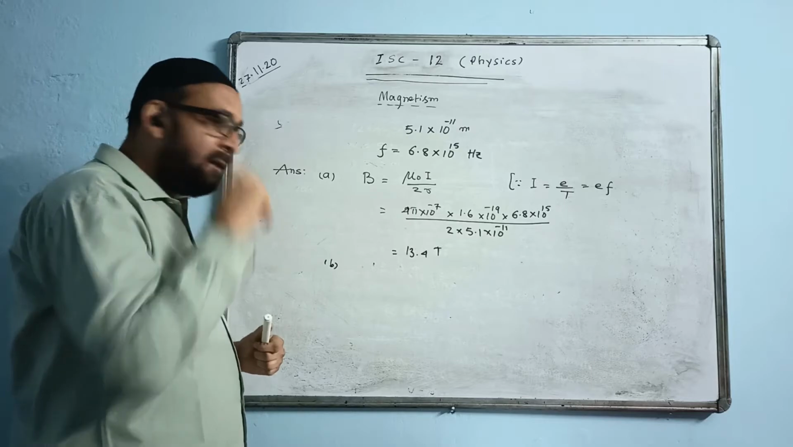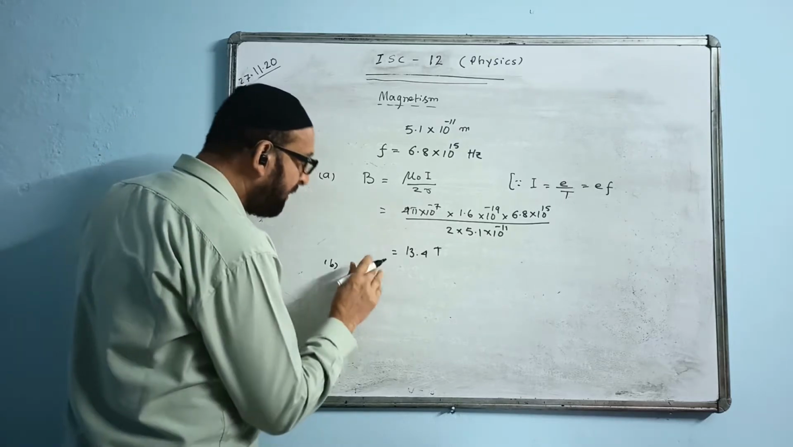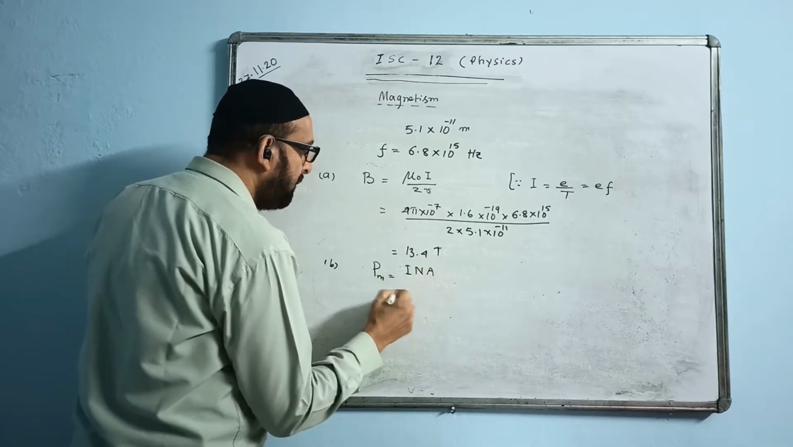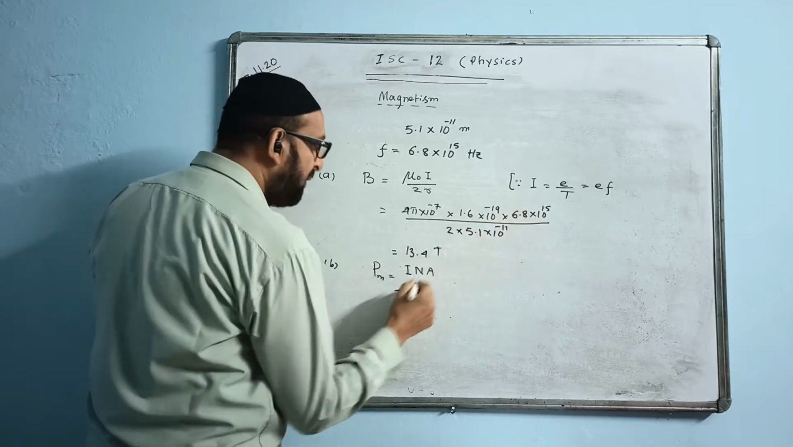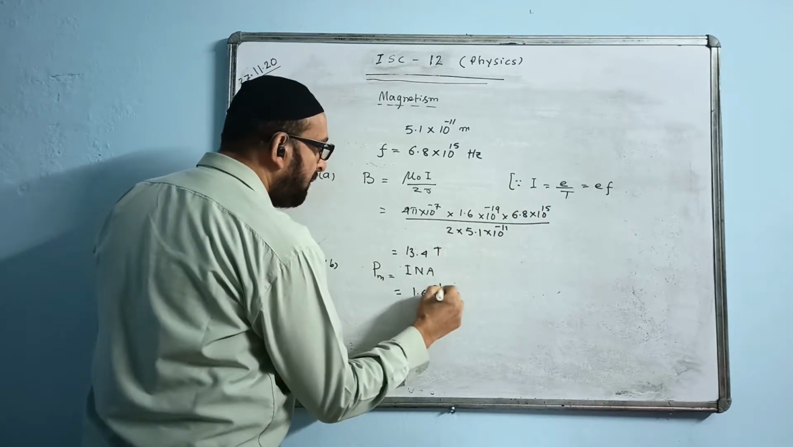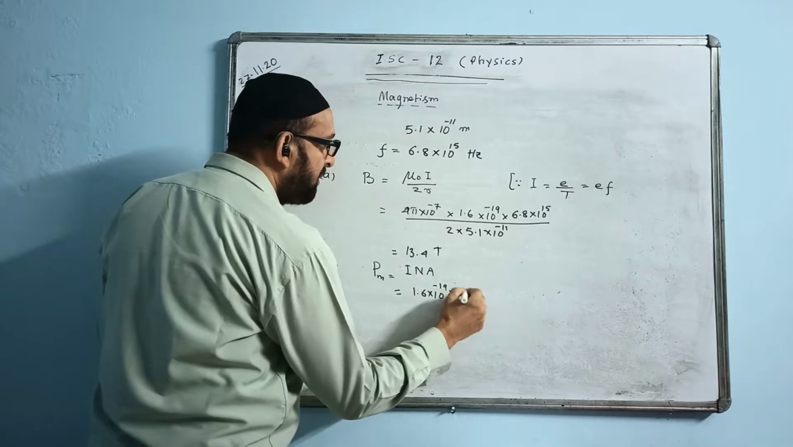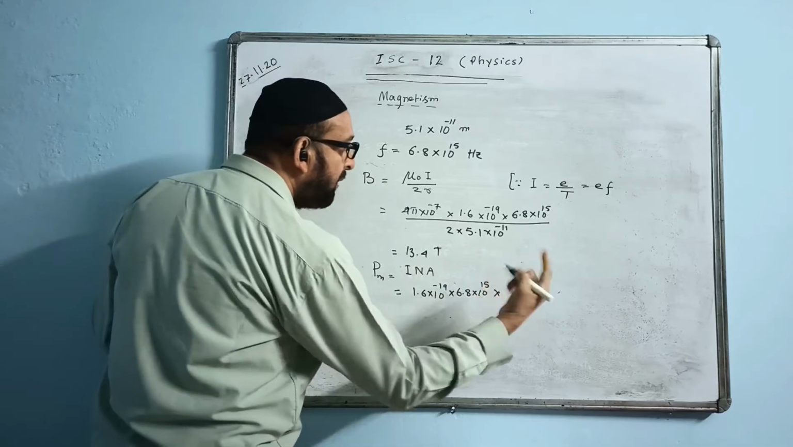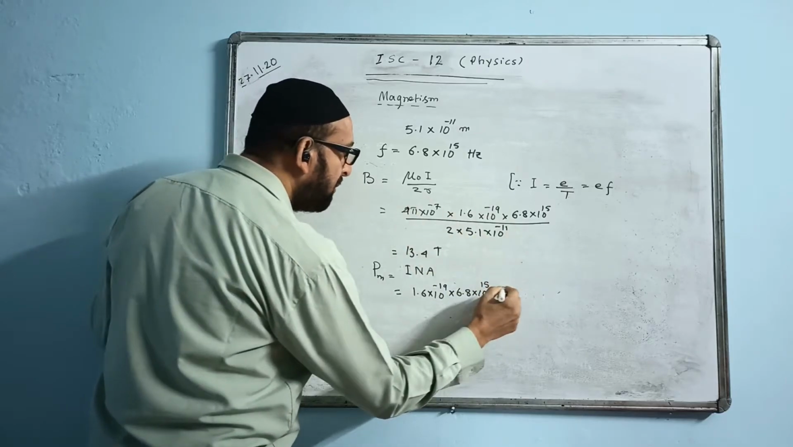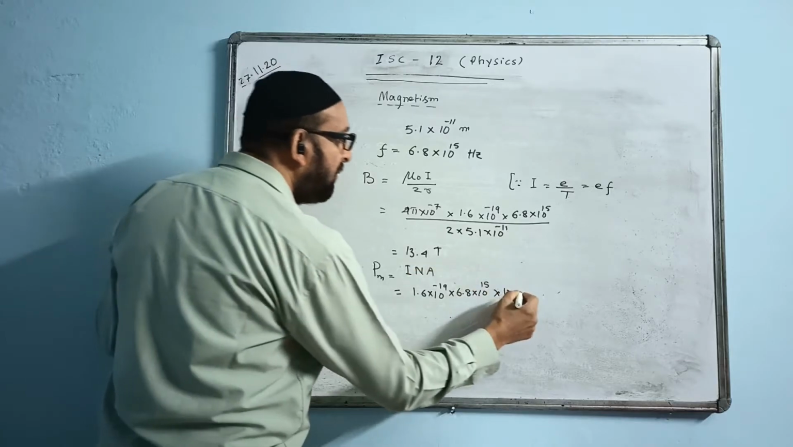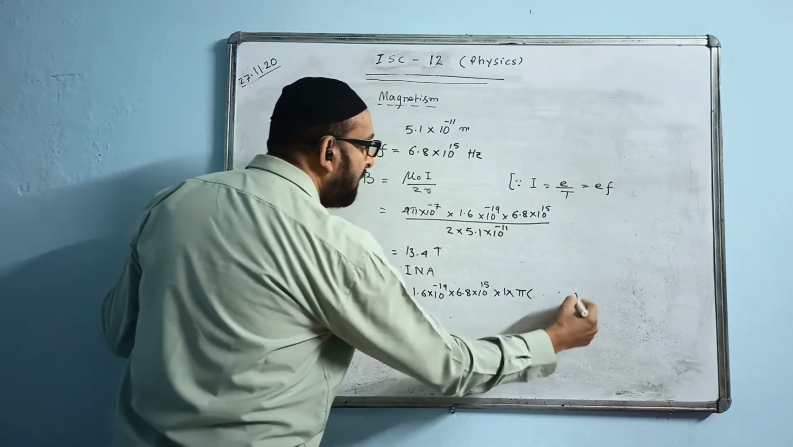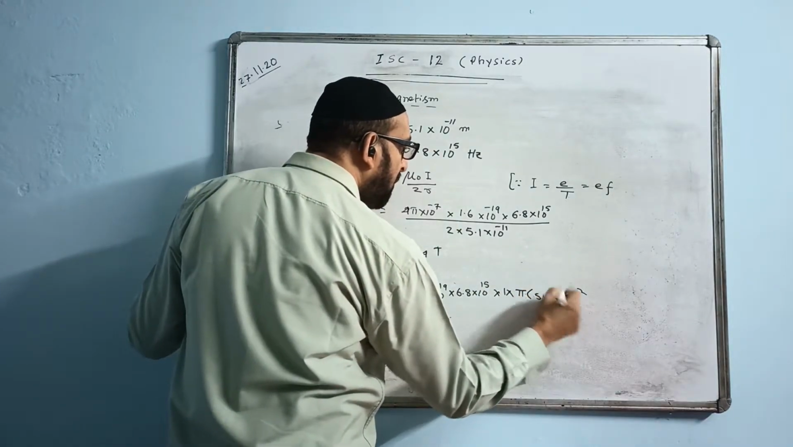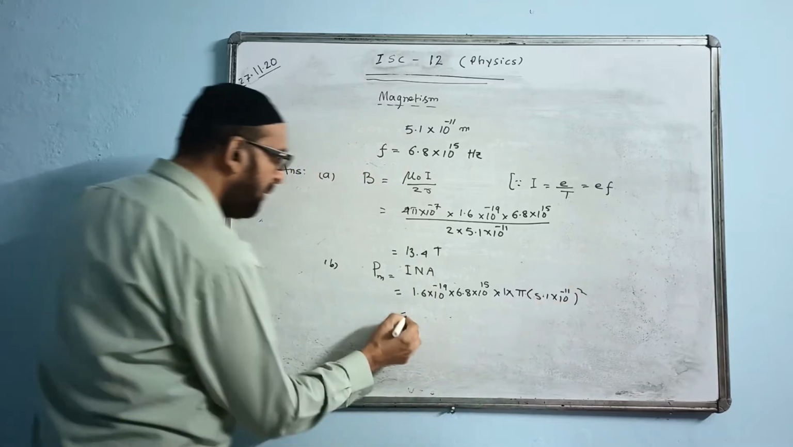Second part, question says find the magnetic dipole moment, that is PM. PM formula we have I N A. I is current value, we will find this way: 1.6 into 10 to the power minus 19 into F, frequency 6.8 into 10 to the power 15. N is the number of turns. Orbit has got only one revolution, that is one. A is area, pi r square: pi into radius square, radius is given 5.1 into 10 to the power minus 11, square.